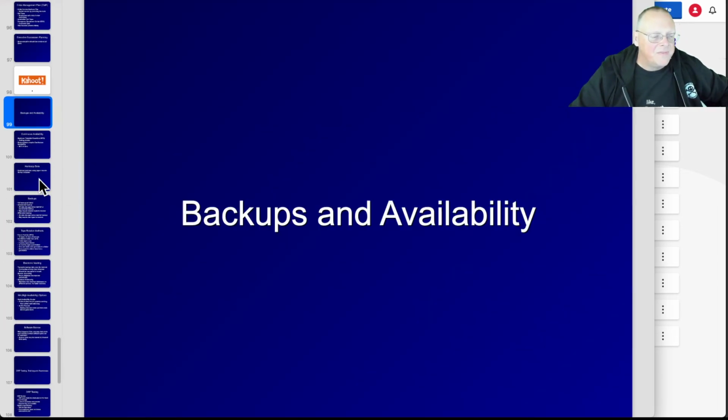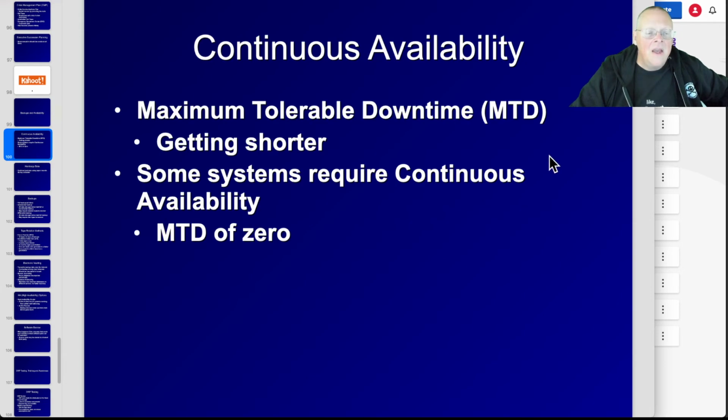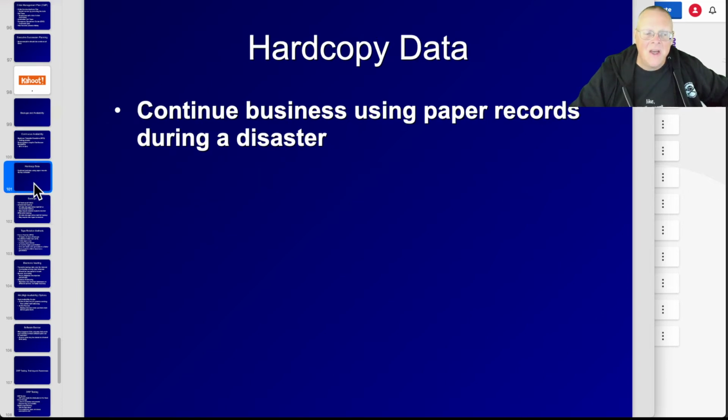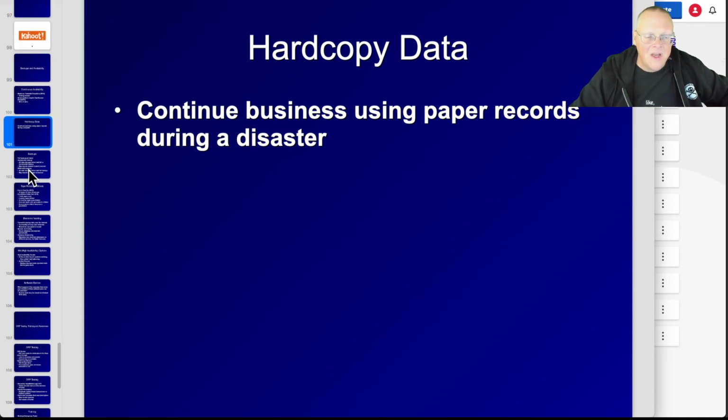So, backups. For continuous availability, maximum tolerable downtime is getting shorter as people get more and more reliant on their systems. So if you want to really take it down to zero, you have continuous availability, where you have redundant systems that can take over immediately. Hard copy data is an option sometimes, using paper records. I've seen people do that. Hospitals have done this during ransomware attacks. They go back to just writing everything down on paper.